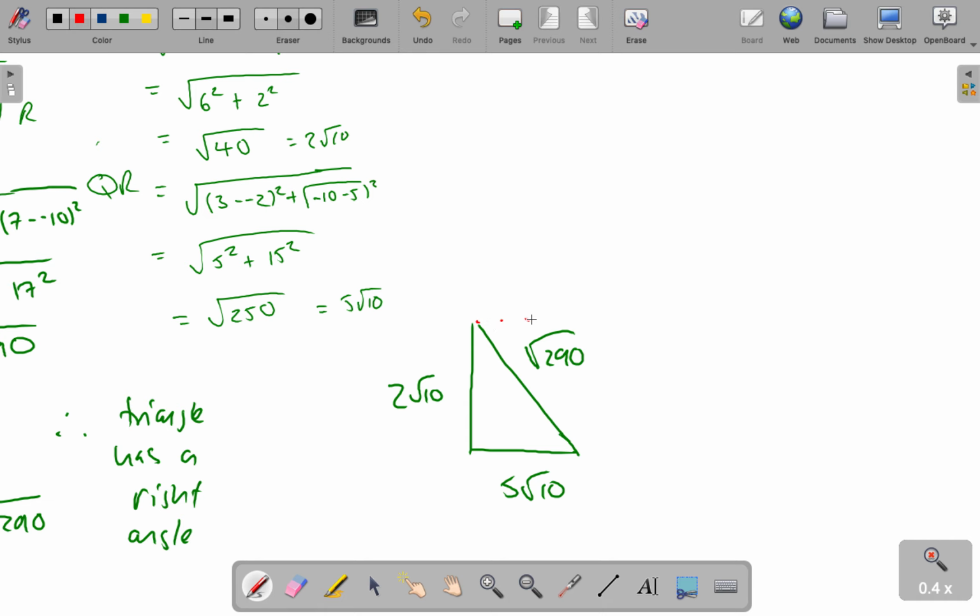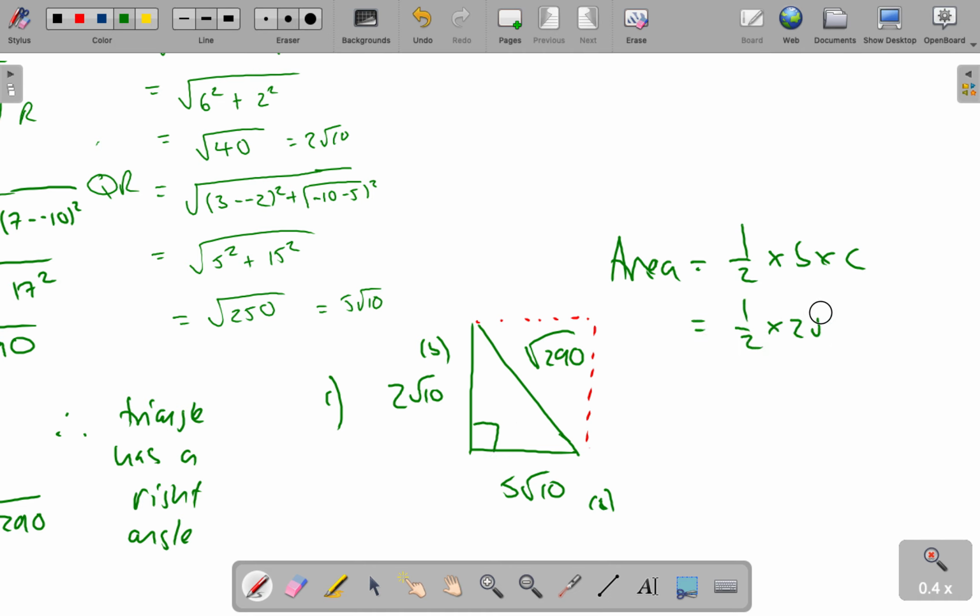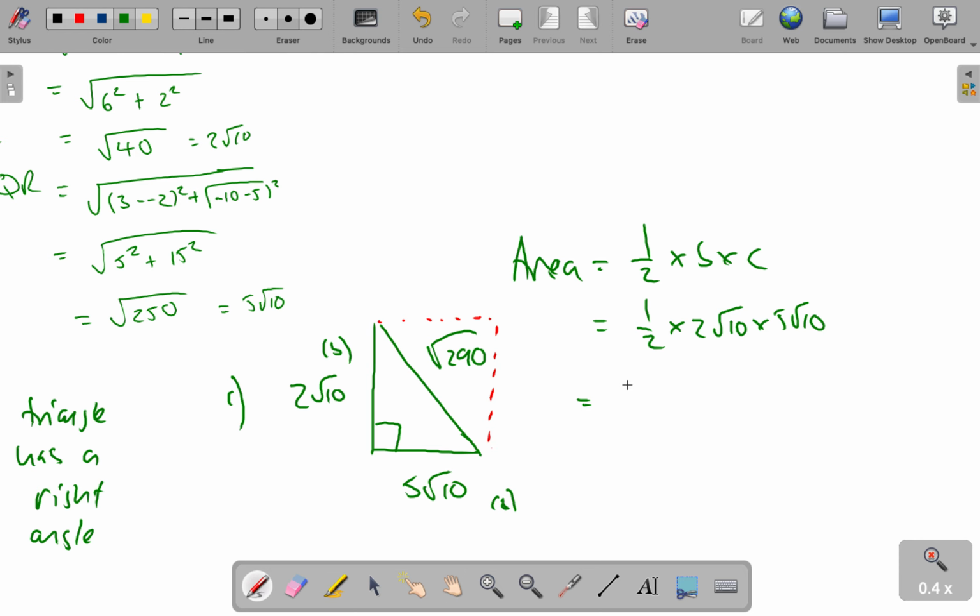If you notice here that this is essentially half a square, so the area of a triangle is simply going to be half times b times c, where b and c are the two adjacent sides to the right angle, and therefore that's equal to 1/2 times 2 root 10 times 5 root 10, which is equal to 1/2. 10 root 10 times root 10 is 10, and then 5 times 2 is also 10, so that's equal to 50 as a final answer.